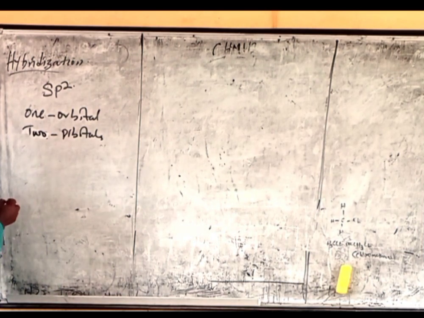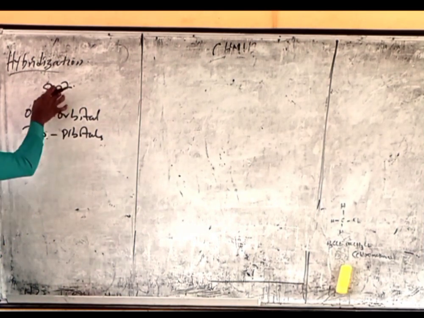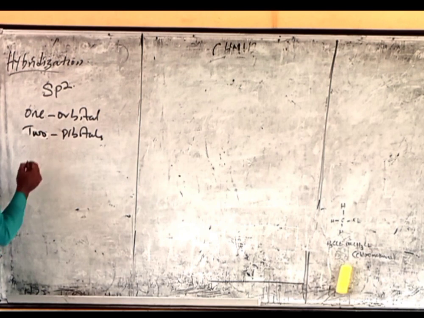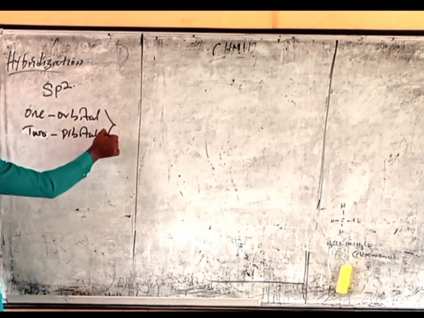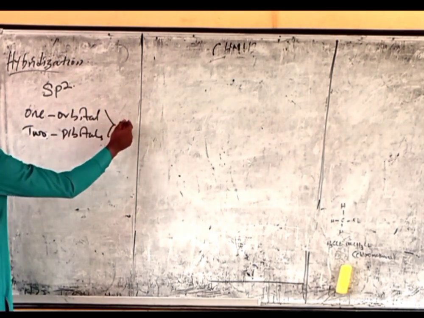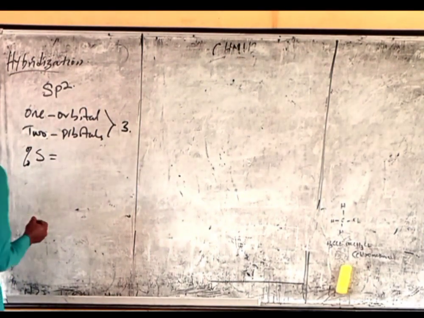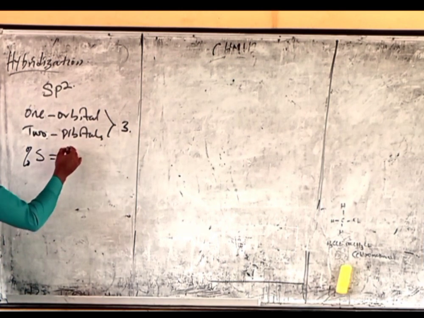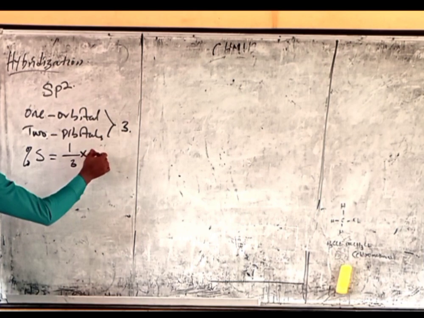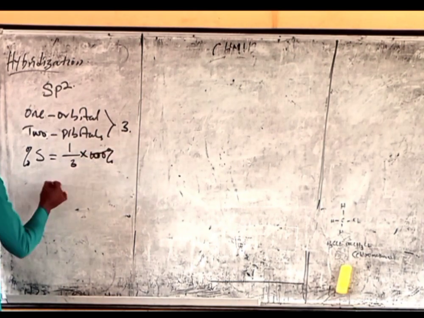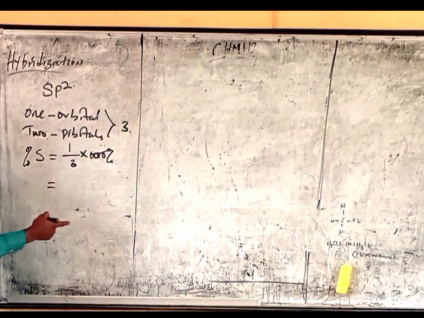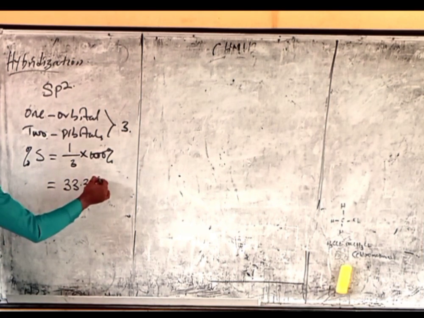So let's check the percentage of s and p that will be there. The total orbitals will be 1, 2, that's 3 already. So the percentage of s will be 1, because we have just one s over the total, which is 3, times 100%. That gives us 33.3333, so let's leave it to 2 decimal places: 33.33%.